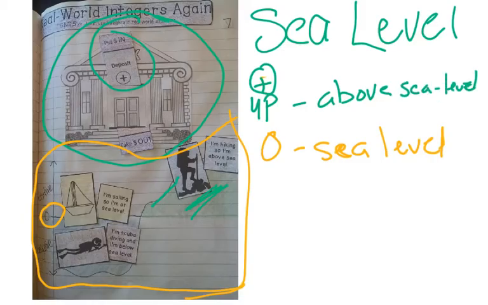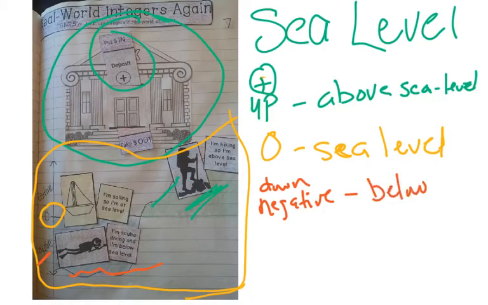So any positive numbers pertaining to sea level are above sea level. Then you have the scuba diver guy. He's in the negative zone. Okay? He's underwater. So anything down or negative is below sea level.